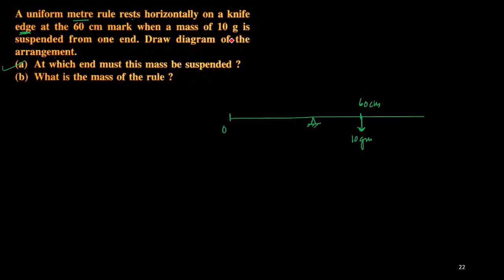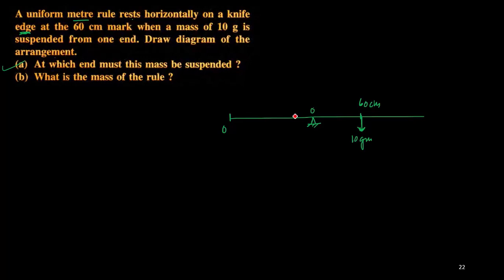Now, in order to make the scale horizontal, if I place the mass over here, there is a tendency of this mass to produce a moment about the knife edge. That means the scale is not horizontal. So in order to make the scale horizontal, you have to consider another moment. Only one moment cannot give the zero answer. So you have to give another moment. Now, who is responsible for producing another moment?